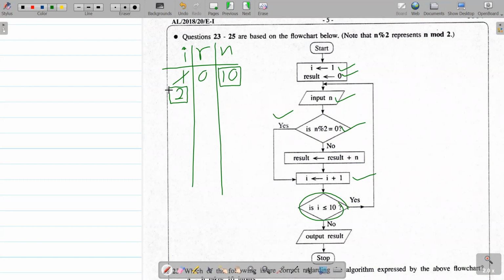Right? So then it goes back and asks another value. That means, let's say I'm going to give 21. Right? So it will divide it by 2 and check for the remainder. It is no now. So result will be added with n. That means 0 plus 21 will be 21. Then I increases by 1. That means 3. So see, I is becoming 3 when the second input is given.